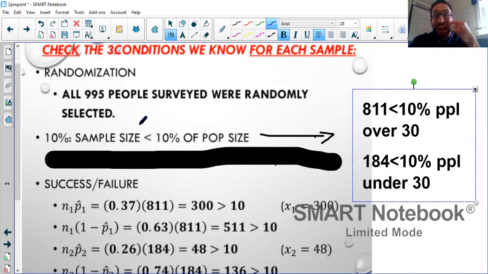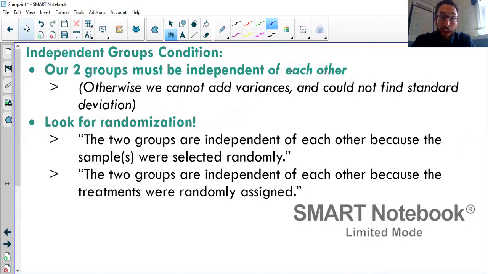But with the conditions, anytime you have 2 samples, so now or in a couple weeks when we're looking at 2 sample t stuff, there is 1 additional condition. We have to check the 3 we know for each group, but then we're also going to add our independent groups condition. So in this context, we need the percent of people who snore in the over 30 group to not be related to the percent of people who snore in the under 30 group.